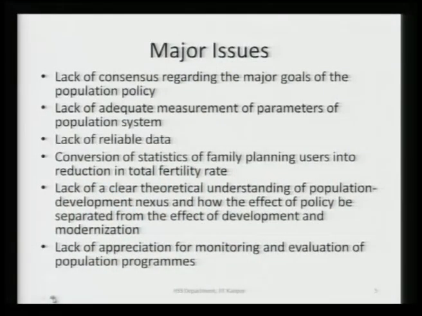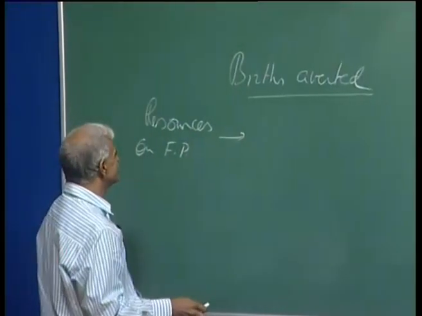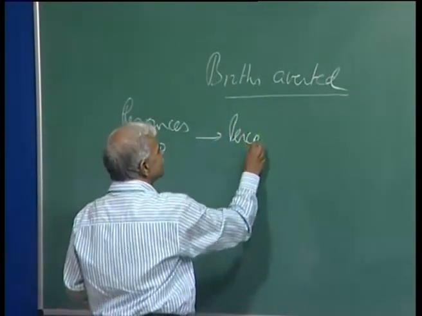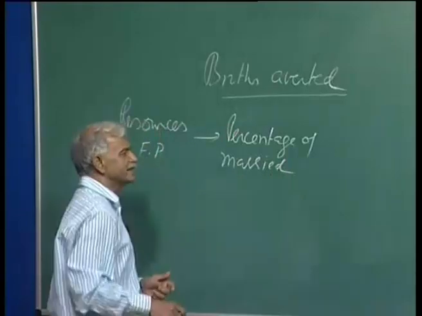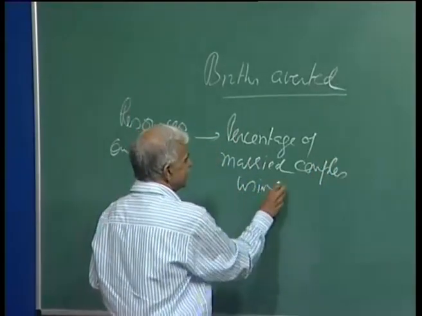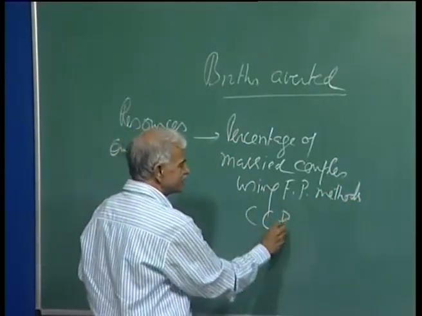So do you think this parameter, births averted, can be measured? Yeah, it's measured. We have to measure it. The issue is that we spend money, resources. We spend resources on family planning. By spending resources on family planning, we increase the percentage of couples, percentage of married couples. In India, children are born only to married couples. Percentage of married couples using family planning methods, or what we call couple protection rate.